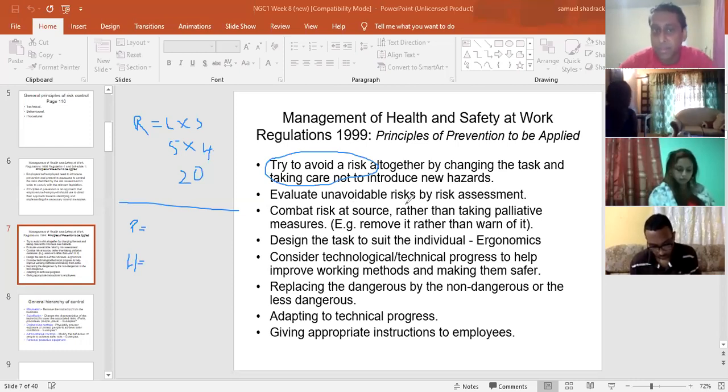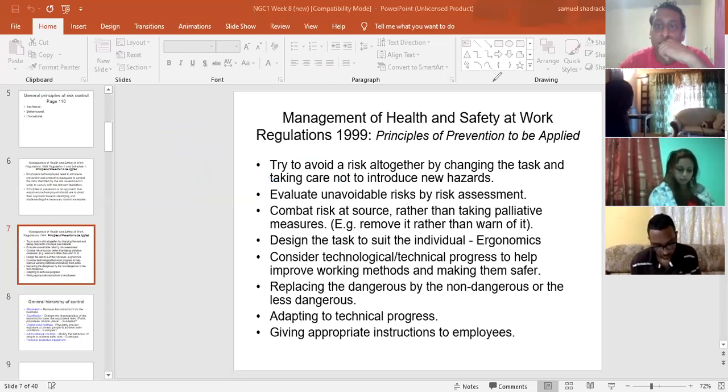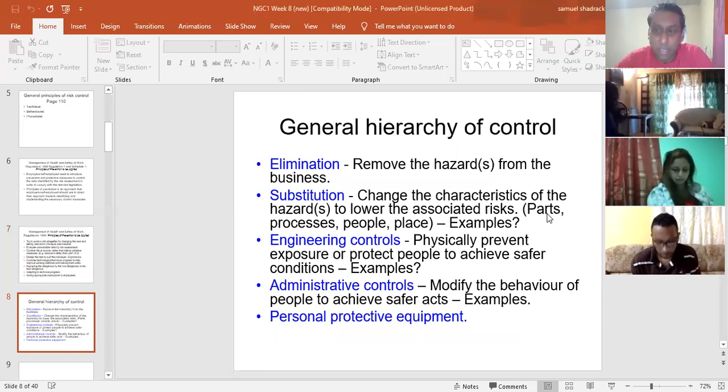Now, for those who know the hierarchy, maybe what I should do is clear the screen and take off the markers, because some of you already know the hierarchy, maybe from previous courses. Those of us who know it, the hierarchy of control goes: eliminate, substitute, engineering controls, administrative controls, PPE.